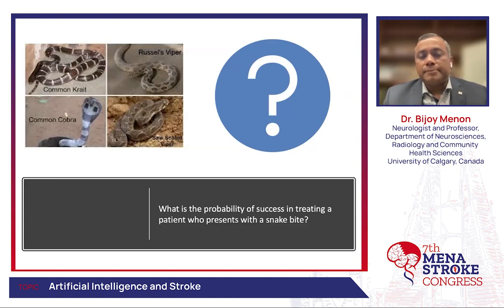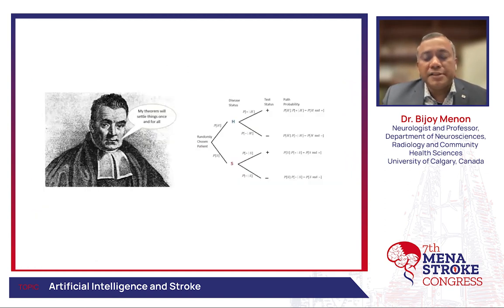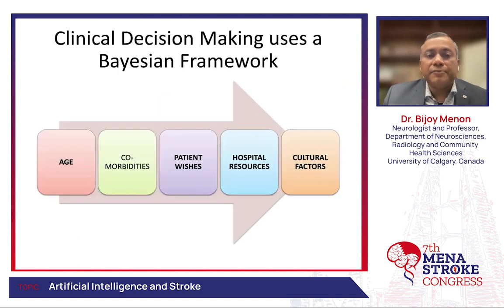I'll just give you an example. Here's a question in front of you. What is the probability of success in treating a patient who presents to you with a snake bite? Now, how do we answer this question? We answer this question in multiple ways. If I give you these options, I presume some of you may answer 5%, some may answer 95%, but that may depend on what you think is the prevalence of poisonous snake bites. It might be conditional on where you are, some heuristics that you have in your mind, as well as this idea about pre and post-test probabilities in a Bayesian framework.